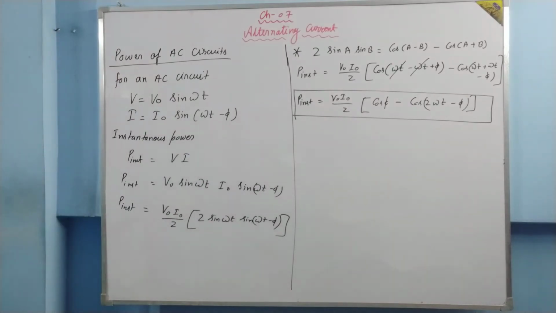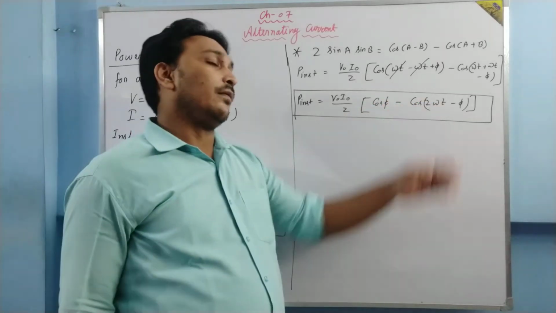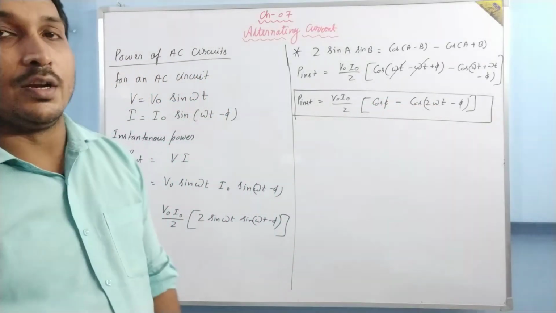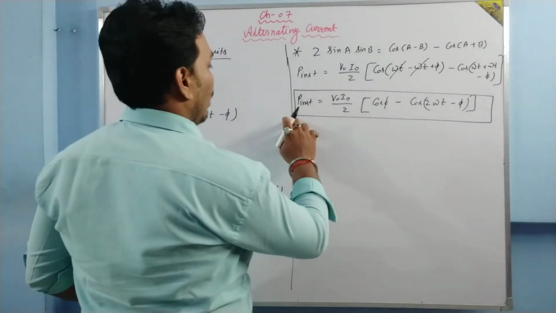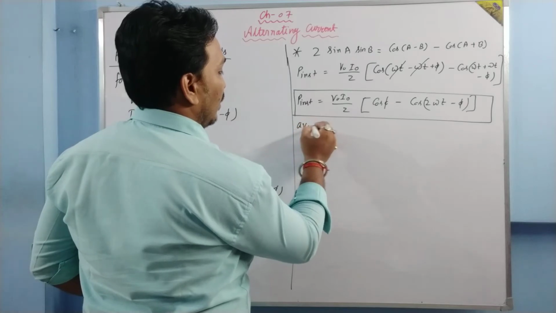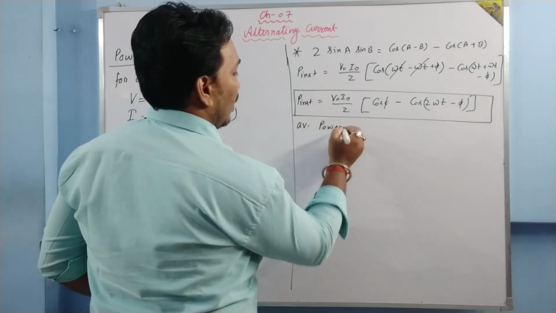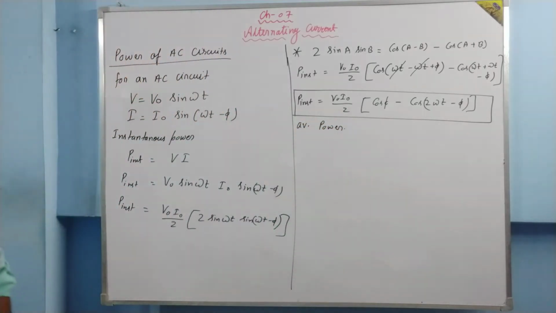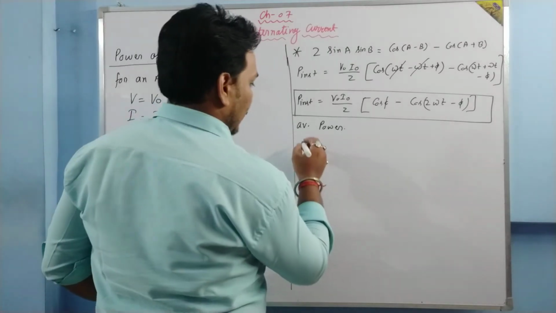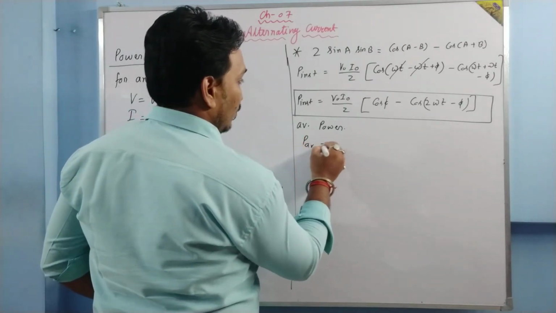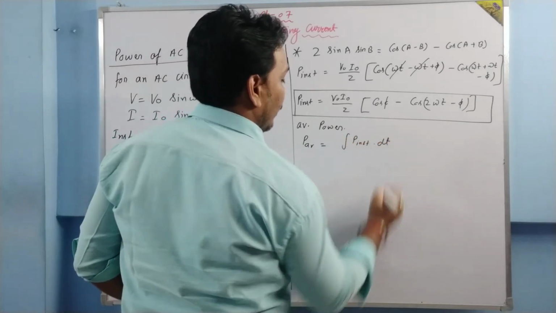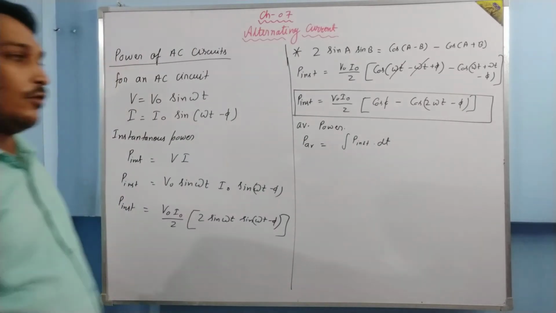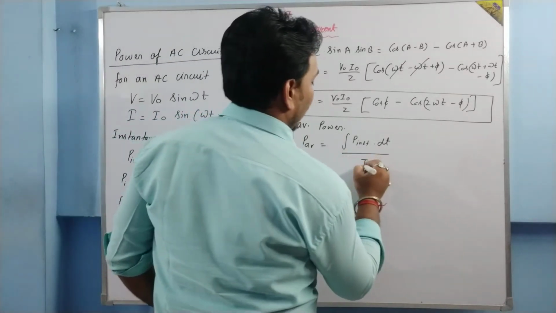What is the power at time t? Obviously we can see it is a function of cos omega t. Now I want to calculate the average power. How am I going to calculate it? Just see. Power average is equal to the integration of P instantaneous into dt, divided by capital T.